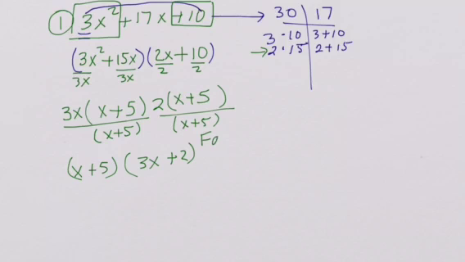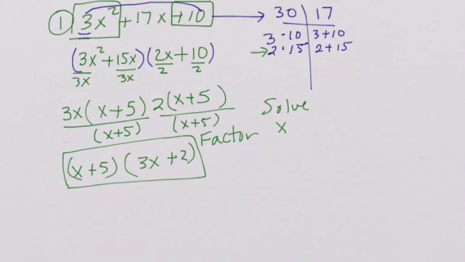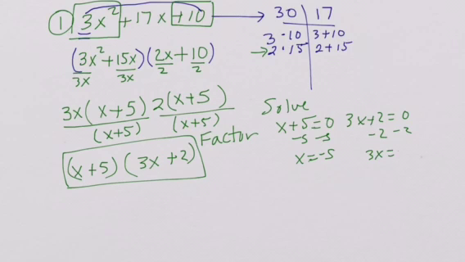If I am just asked to factor, I stop here. If I'm asked to solve, then I'm going to take x plus 5 is equal to 0, and 3x plus 2 is equal to 0. Zero pair out, x is equal to negative 5. Zero pair out, 3x is equal to negative 2, divide by 3, so x is equal to negative 2/3. So my solution set would be negative 5, comma, negative 2/3.